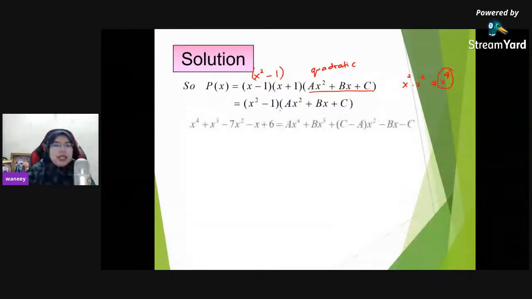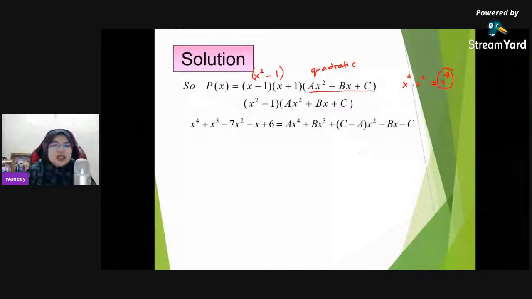Okay, so now let us compare the left hand side and right hand side. So write down your P(x). P(x) is x to the power of 4 plus x cubed minus 7x squared minus x plus 6, equal to (x minus 1)(x plus 1)(ax squared plus bx plus c). So we expand this one: ax to the power of 4 plus bx cubed plus cx squared minus ax squared minus bx minus c.